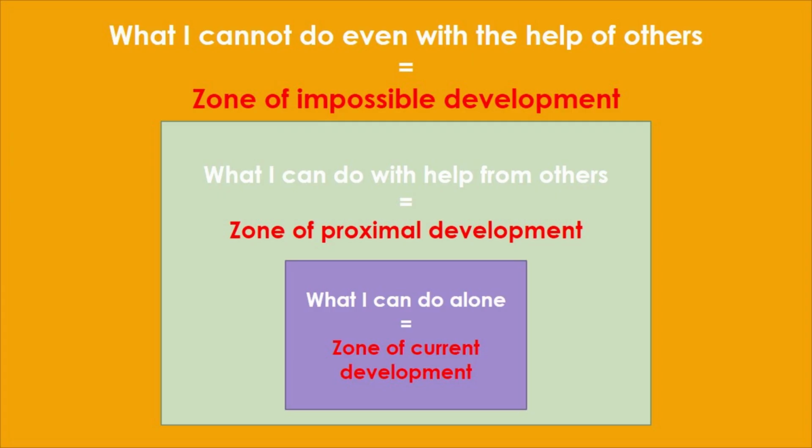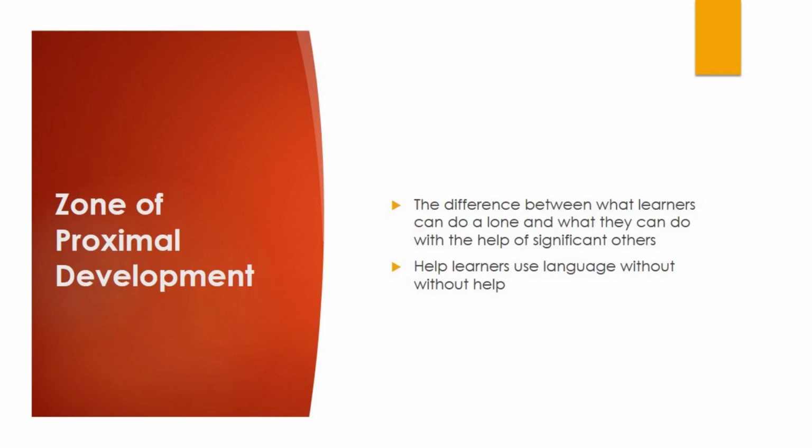As we have said, there are three degrees of tasks. Tasks that learners can do alone, tasks that learners can do only if they are helped by a significant other, be they teachers, parents, or more capable peers. And there are tasks that learners cannot do even if they are helped by significant others. The zone of proximal development is concerned with the second type of tasks, and it refers to the difference between what a learner can do alone and what they can do only with the help from the significant other.